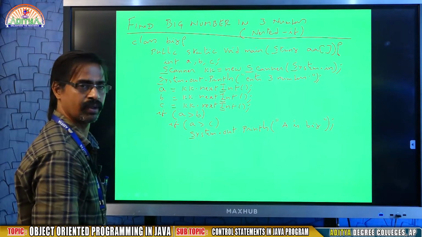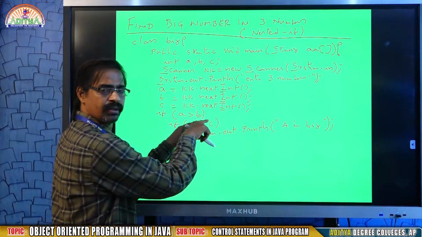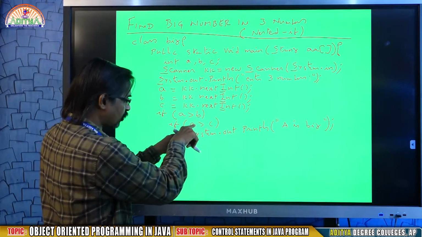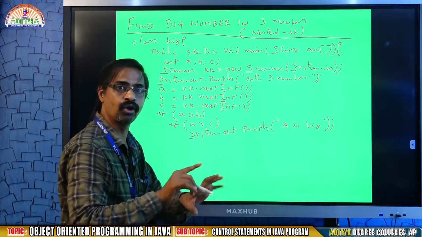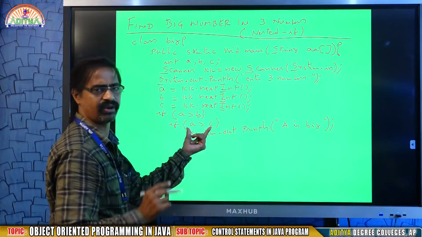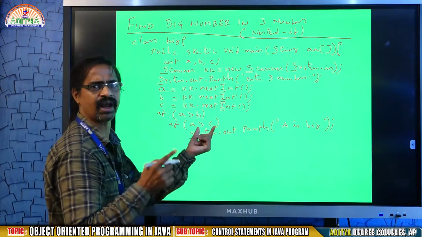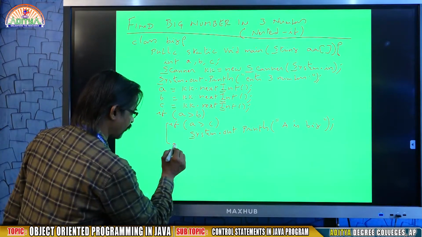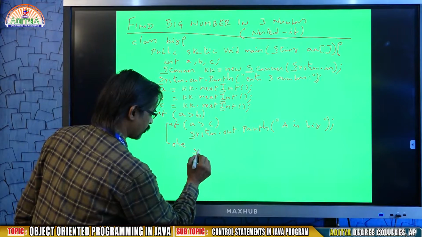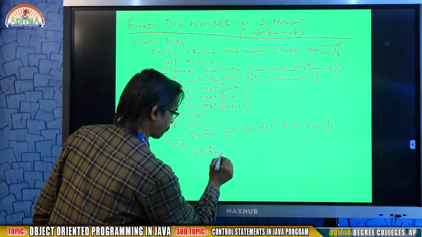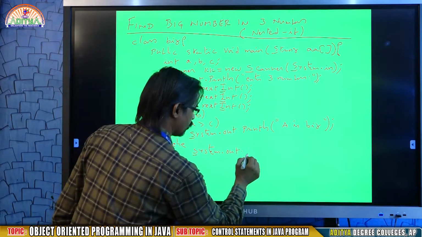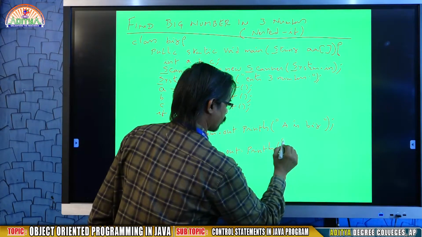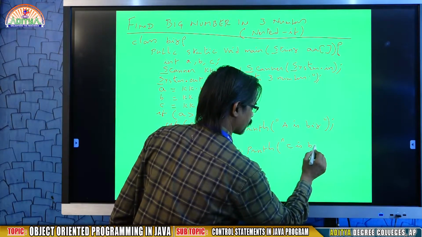A is big. Okay, A greater than B. Because A is greater than B, assume, then come to the next line. A greater than C? No. So when you are comparing A with C, A is not greater than C. It means C is big. So for this if, I am writing else System.out.println("C is big").